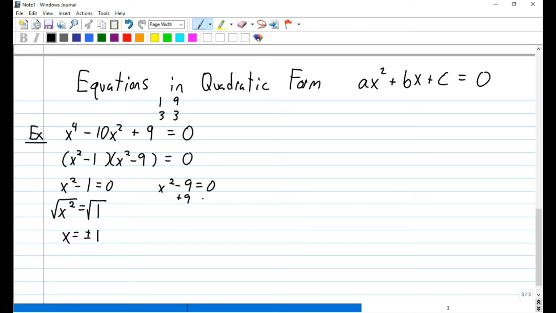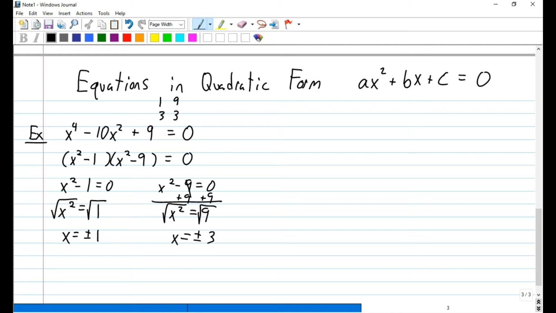Let's solve the other equation. Plus 9, x squared equals 9. Take the square root of both sides of the equation. X equals plus or minus what? 3. Is that hard? Is that okay? You think y'all can do that? I think y'all can. It's just like quadratics.